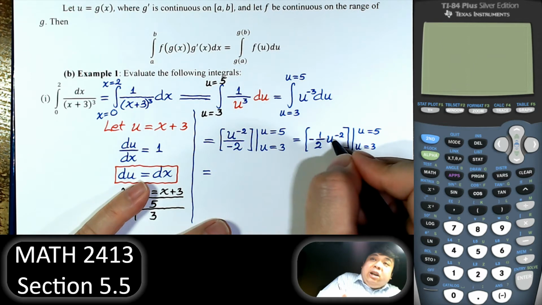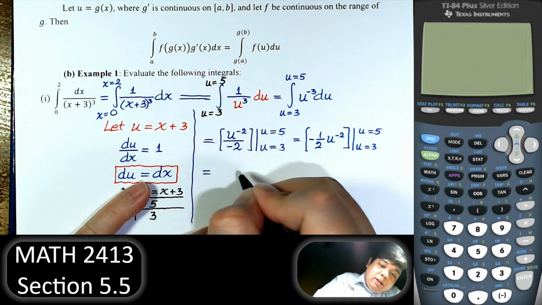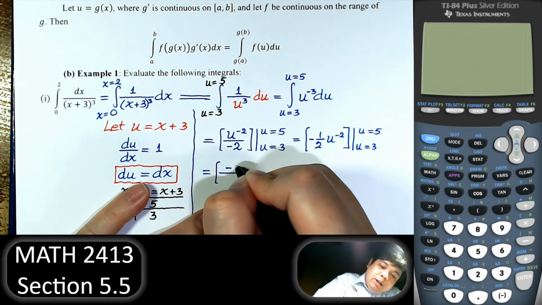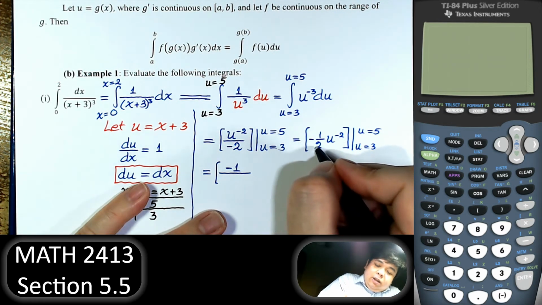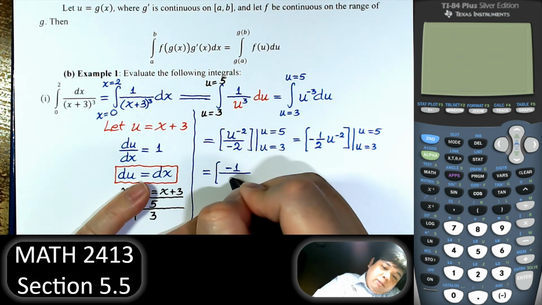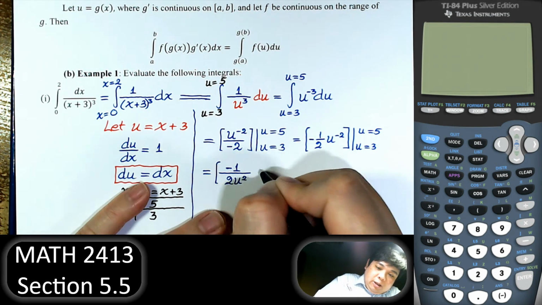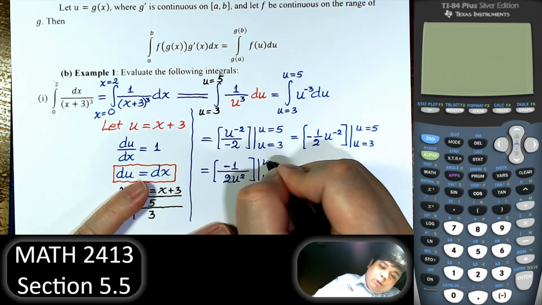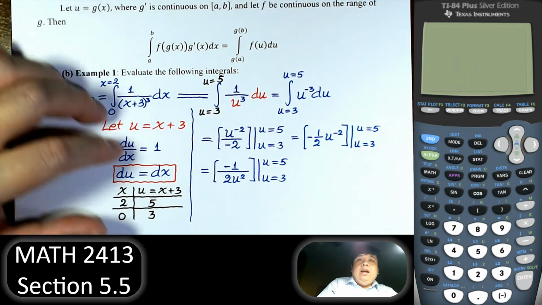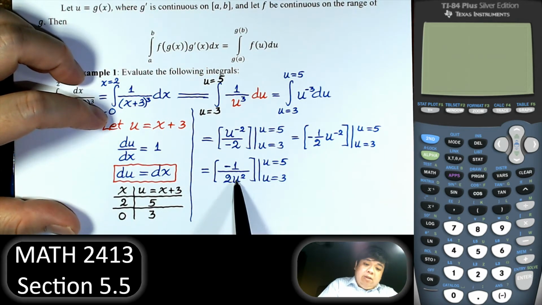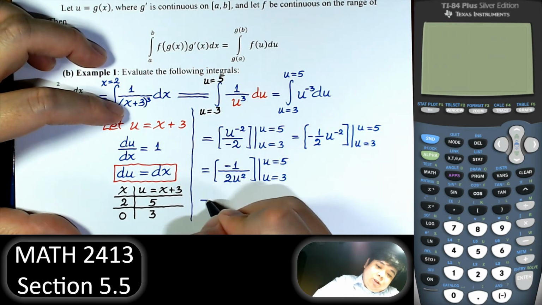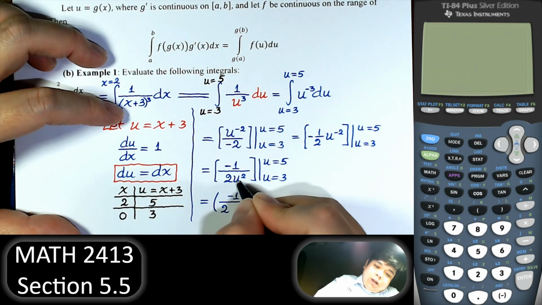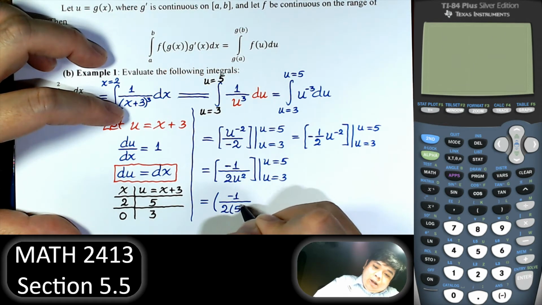So u to the -2 I will bring down to the bottom. It becomes -1 over 2u squared, going from u equal to 3 to u equal to 5. Now it's easy. You can just put 5 in, put 3 in, and subtract them. So we have -1 over 2 times 5 squared.